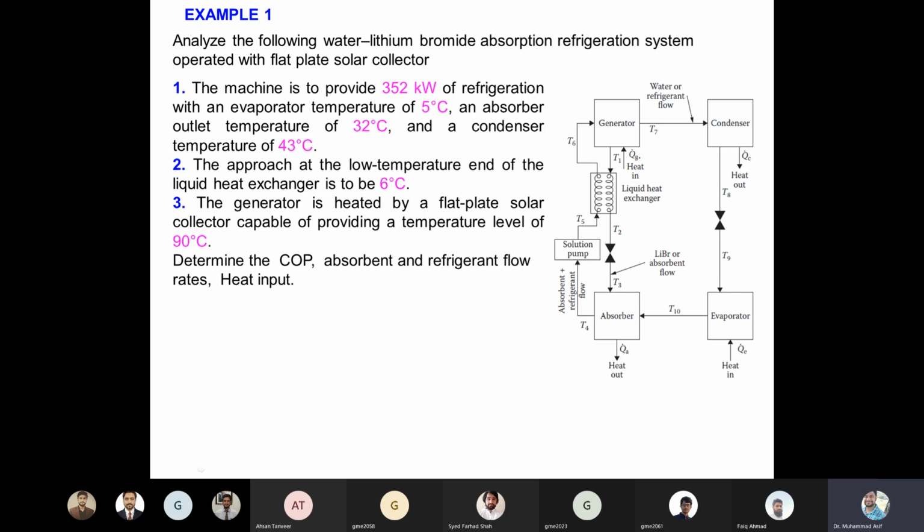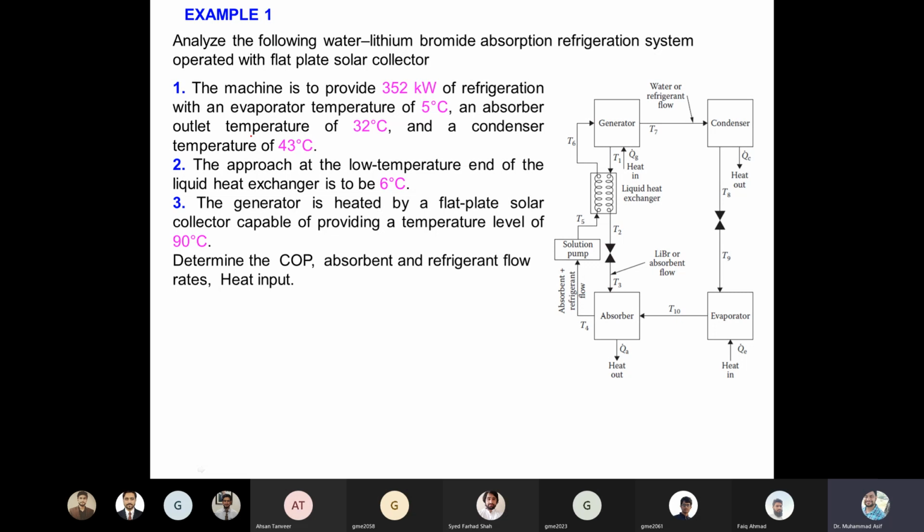So this is basically that heat Q in is through the flat plate solar collector. Right, the machine is providing 350 kilowatt of refrigeration. So the cooling capacity of this system, the absorption chiller, is this much with an evaporator temperature of 5 degrees C. So the cooling in the evaporator is produced at 5 degrees C, right?